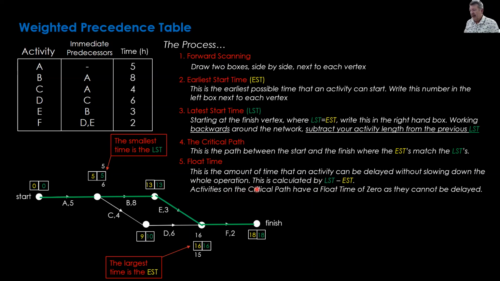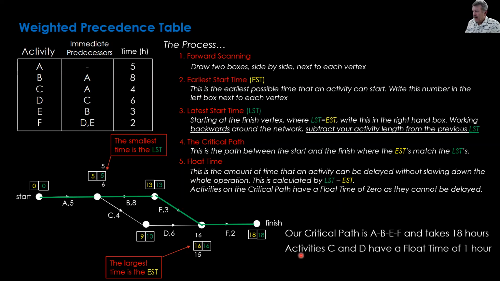Let's have a look at this. So our critical path was A, where are we? Over here, A to B to E to F. So we've got that down and takes 18 hours. Great. Now, activity here, up here, we have C and D have a float time of 1 hour.